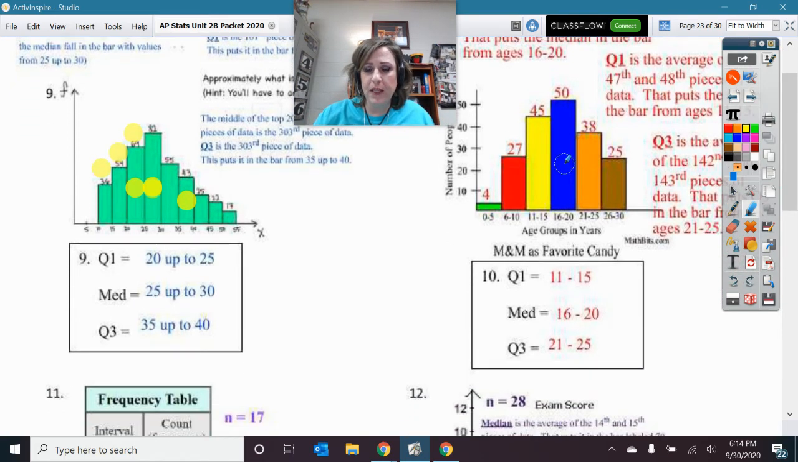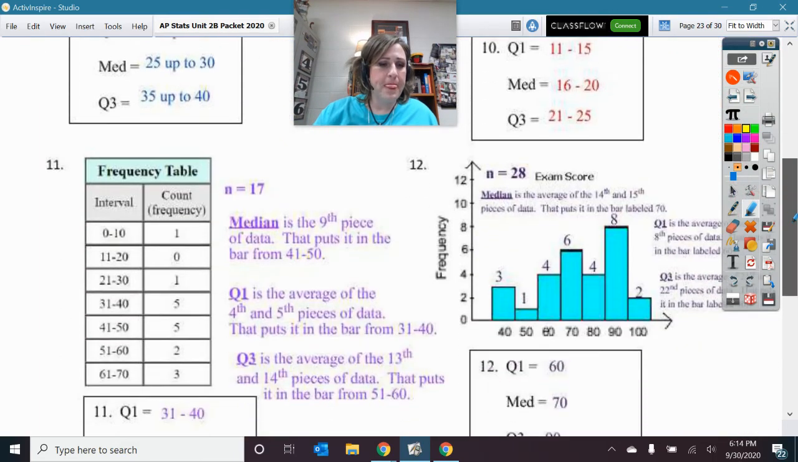That put it here between 16 and 20. The Q1 was between the 47th and the 48th piece of data. And so that put it here in this 11 through 15 bar. And then the Q3 was between the 142nd and 143rd, and that put it in this bar here between 21 and 25.